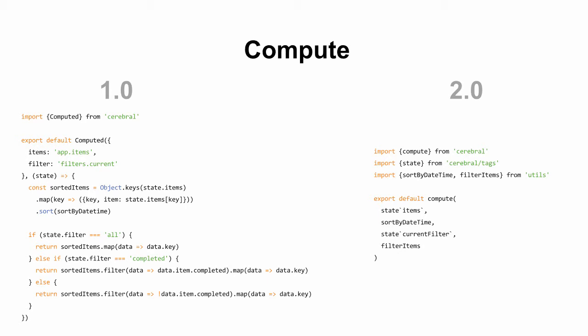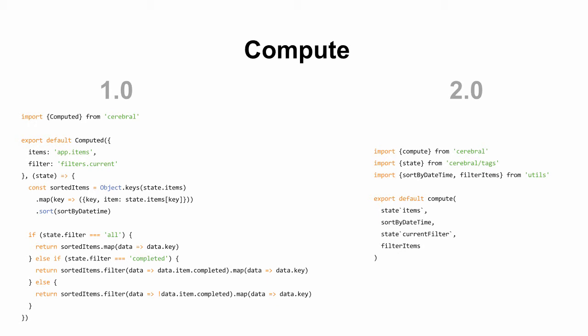So the point is that on the right side, we just compute first, okay, we want some items, and then we put in a function, and that function will receive these items. And then it just sorts them and returns them. And then we want the current filter from the state tree. And then we run a function called filter items. And this function will now receive the sorted items from sort by datetime, and it will receive the current filter. So it can do the filtering.